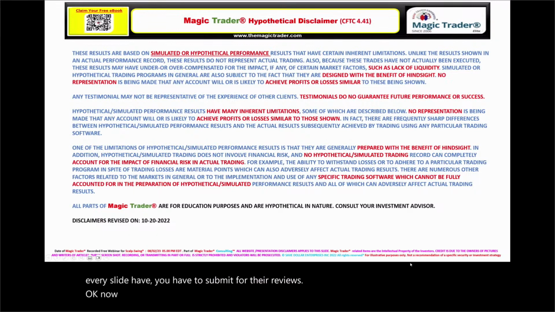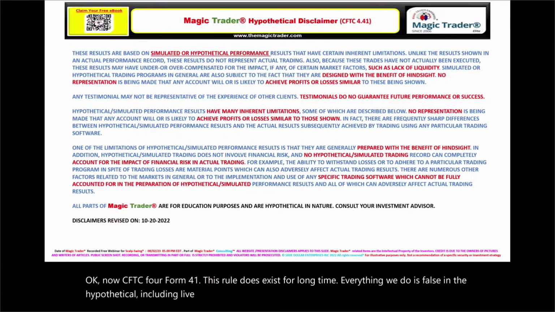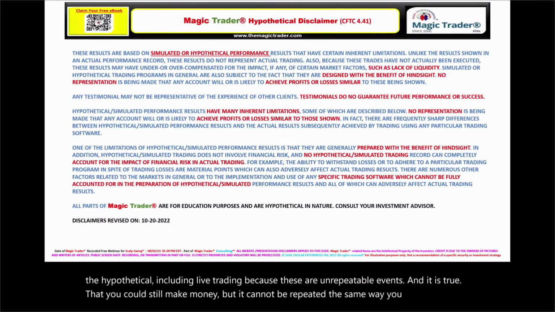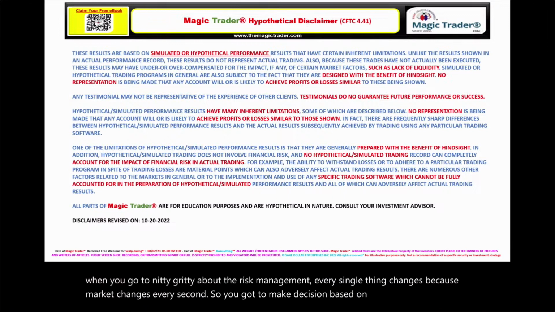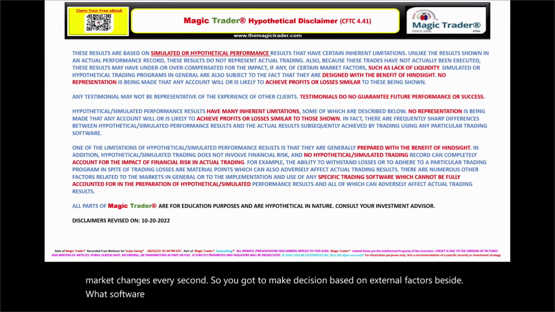Okay, now CFTC 4.41, this rule has existed for a long time. Everything we do falls under hypothetical, including live trading, because these are unrepeatable events. It is true that you could still make money, but it cannot be repeated the same way you did the strategy. When you get to the nitty gritty of risk management, every single thing changes because the market changes every second. So you have to make decisions based on external factors besides what the software shows, because your emotion control takes place. I want people to understand that this is not a get-rich scheme.